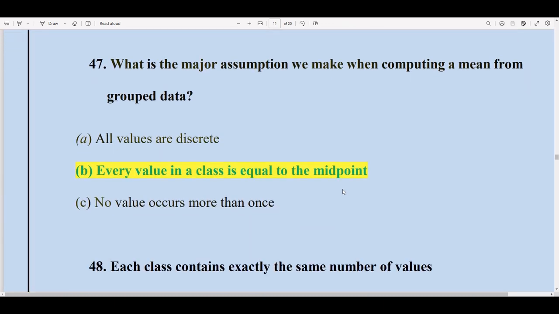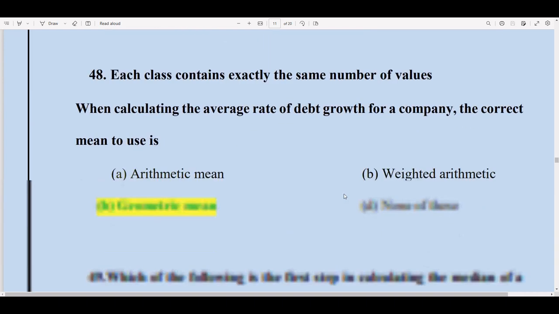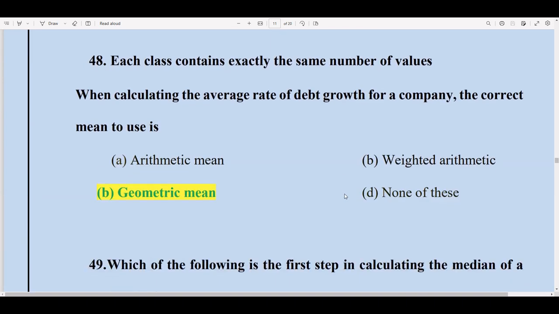What is the major assumption we make when computing a mean from grouped data? Every value in a class is equal to the midpoint. Each class contains exactly the same number of values. When calculating the average rate of debt growth for a company, the correct mean to use is the geometric mean.